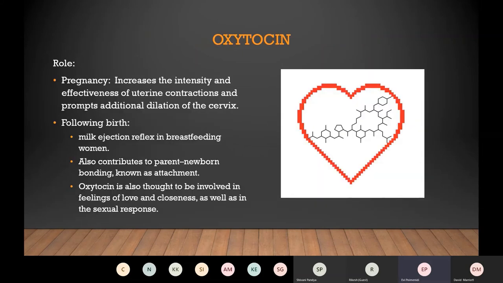Last but not least, we have oxytocin, which is secreted by the posterior pituitary gland. Its role is mainly in pregnancy, where it increases the intensity and the effectiveness of uterine contractions and promotes additional dilatation of the cervix. But it also has effects after birth, such as the milk ejection reflex in breastfeeding women. It also contributes to parent and newborn bonding, known as attachment. Oxytocin is also called the love hormone because it is involved in the feelings of love and closeness, as well as in the sexual response.